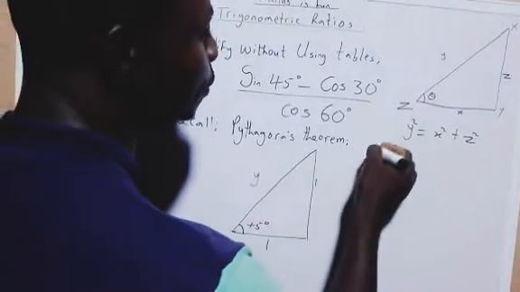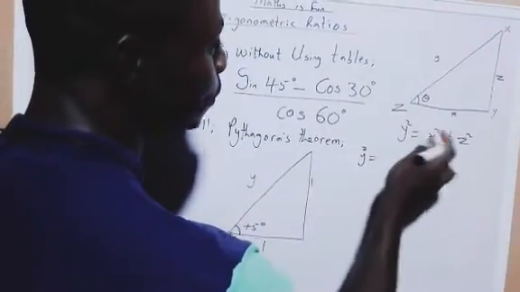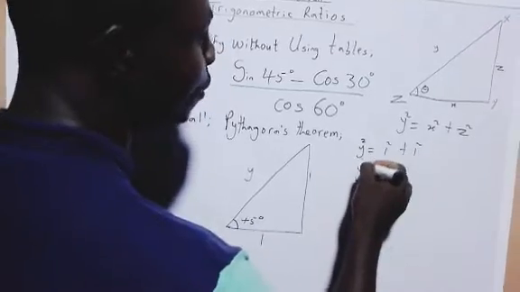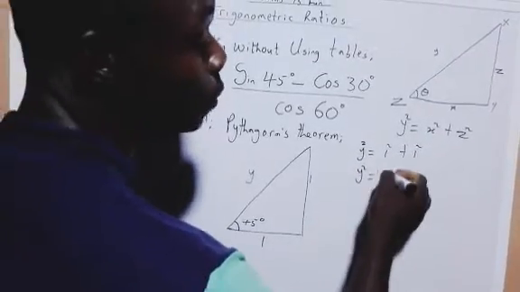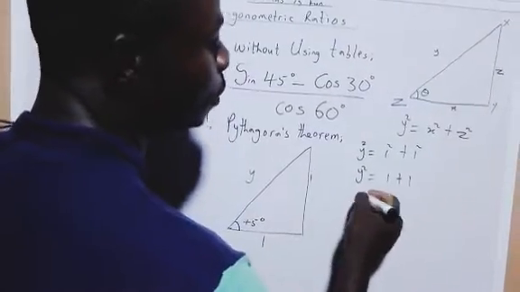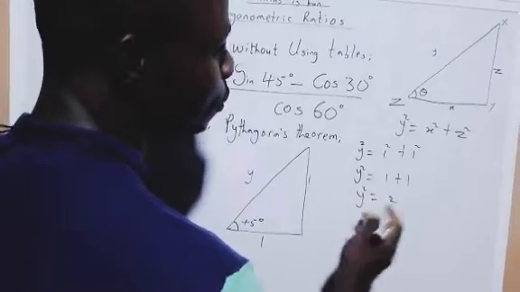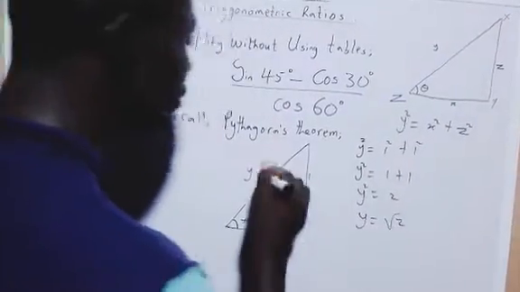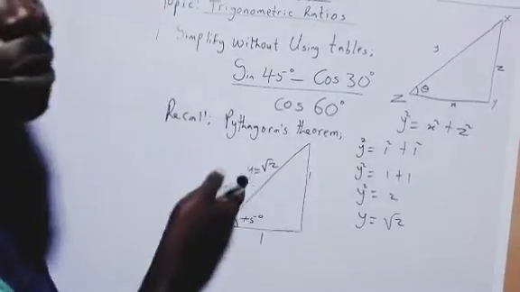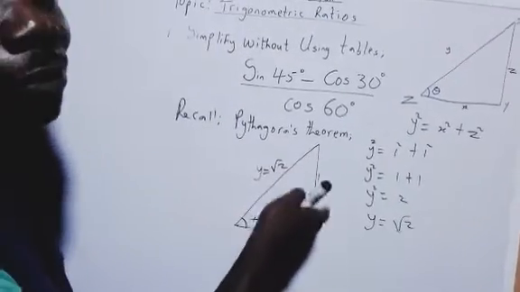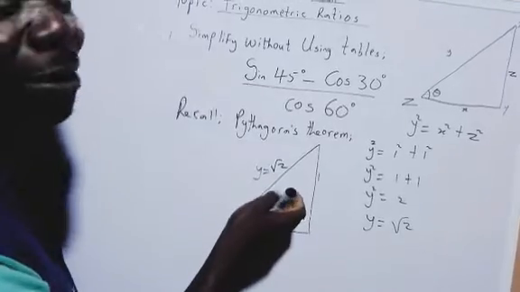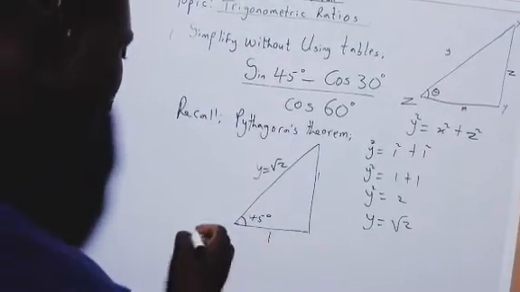So we have y squared is equal to, based on this principle, 1 squared plus 1 squared. So y squared is equal to 1 times 1, 1, plus 1 times 1, 1. So y squared is equal to 2. So we take the square root of both sides. So we have y is equal to square root 2. So the longest side of this now is square root 2. So we can now use this to check sine 45.